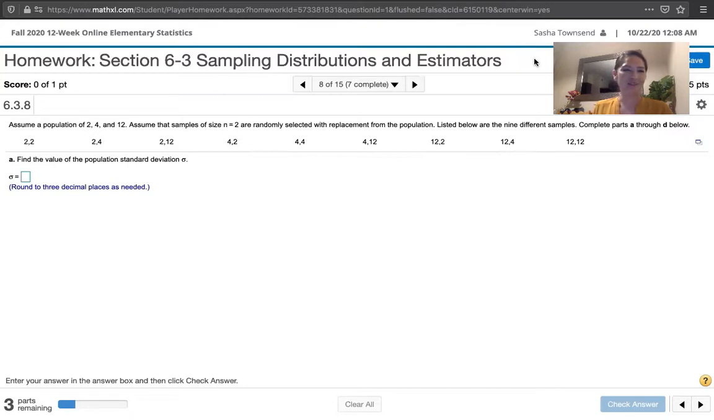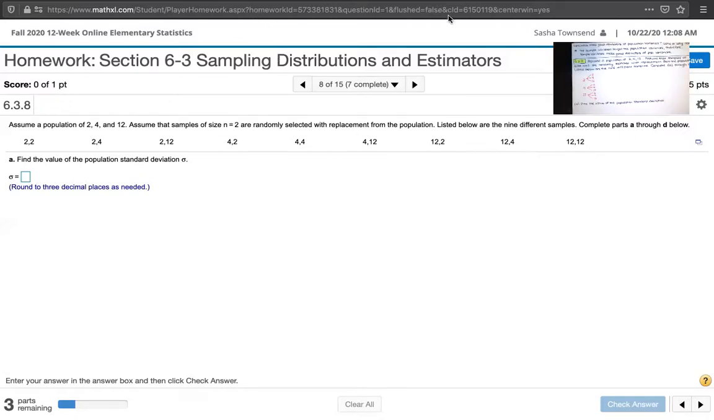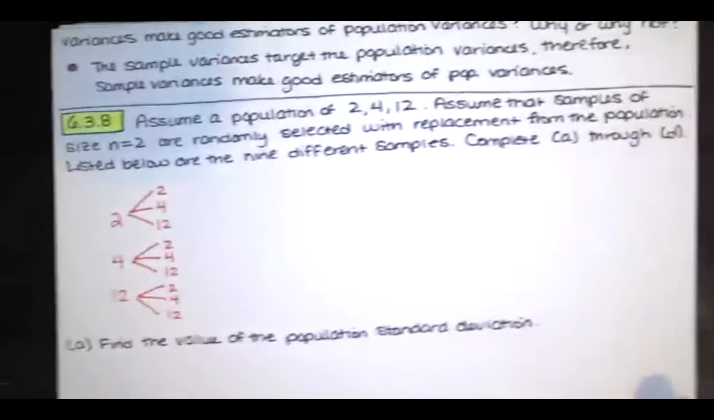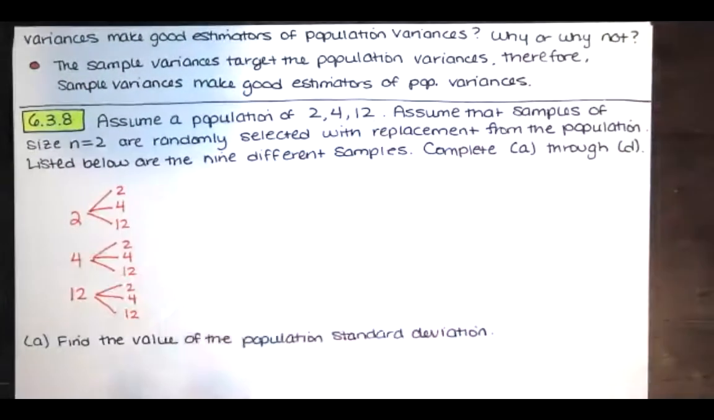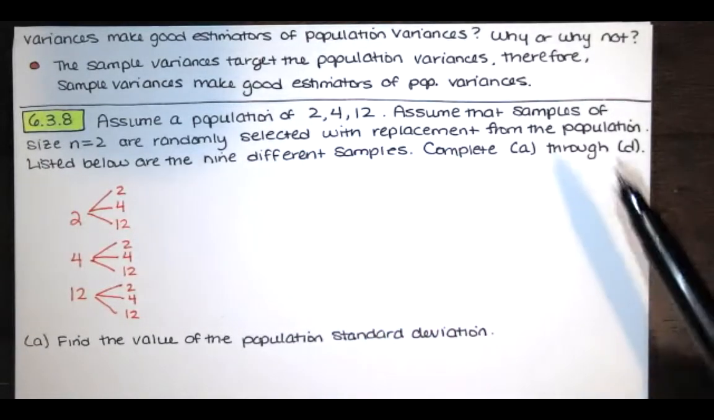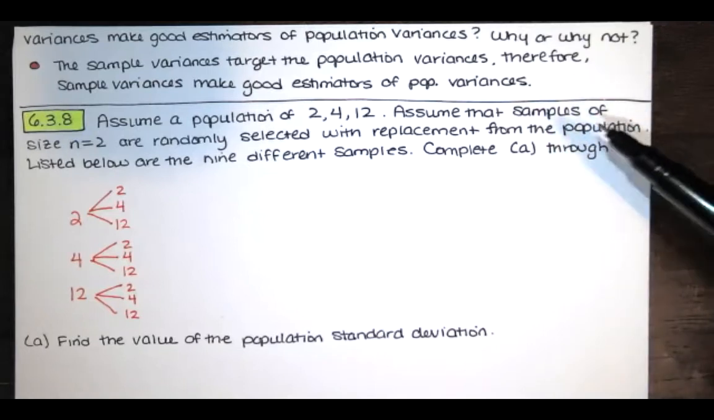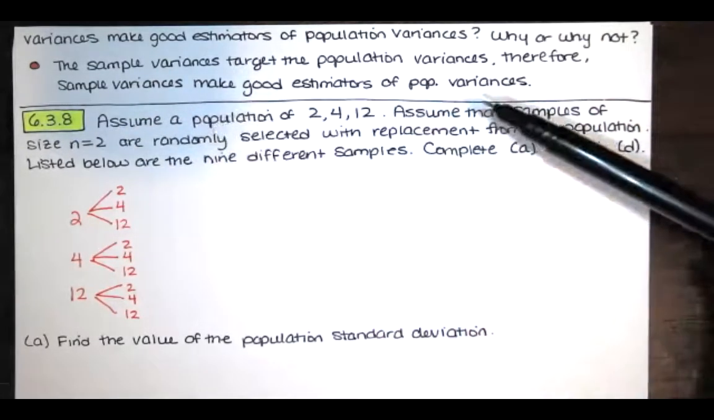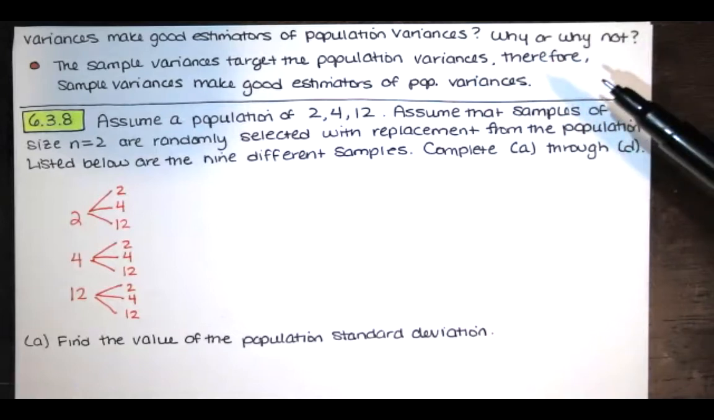A asks us to find the population standard deviation sigma, and we're asked to round to 3 decimal places as needed. In order to solve this, I'm going to show you my paper. Okay, so this is what we're looking at. We've got a population, and the population consists of 3 values, 2, 4, and 12. And then we're told that samples of size n equals 2 are randomly selected with replacement from the population.